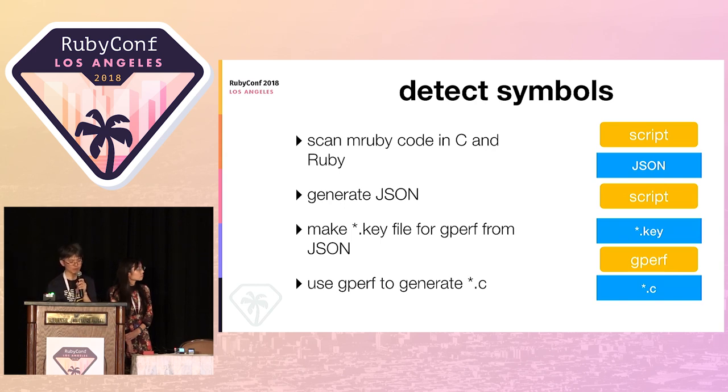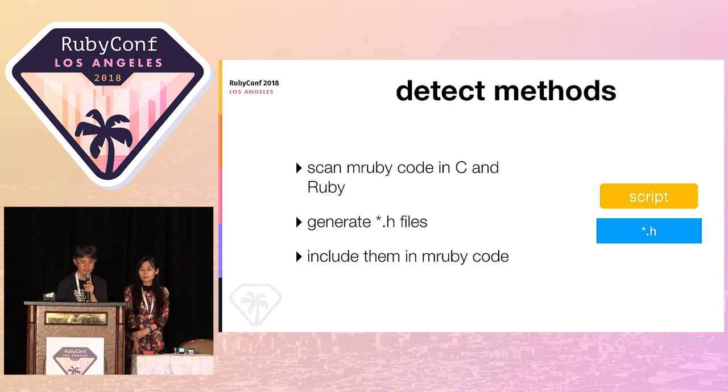How can we find the symbols used in mruby? Here, we simply scan the mruby source code and extract the strings that are supposed to be symbols. The extracted symbols are stored in JSON format and converted to a key file for gperf by another script. Then it is converted into C language source using gperf. Doing this makes it easier to edit symbols at the JSON stage. Detecting methods also uses a similar method as detecting symbols. Like this.